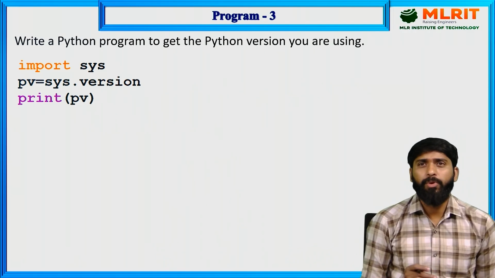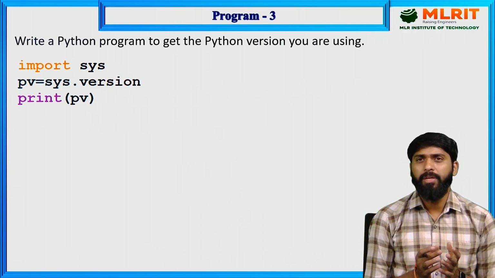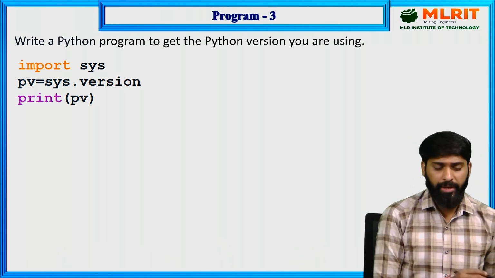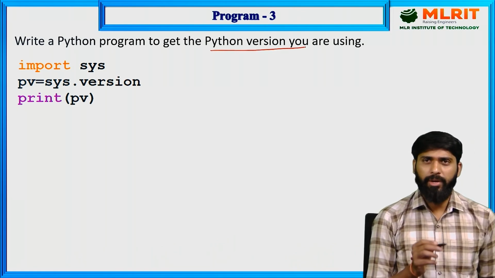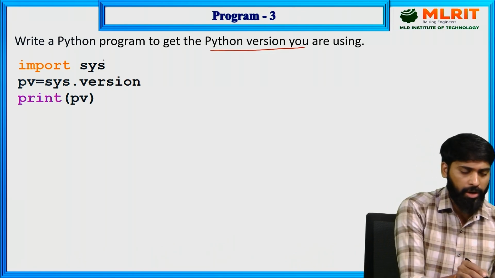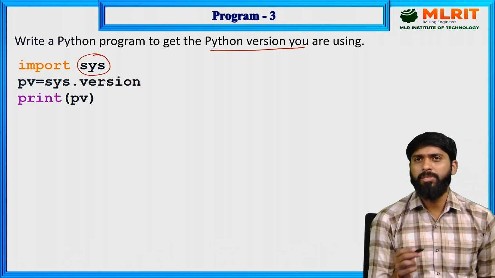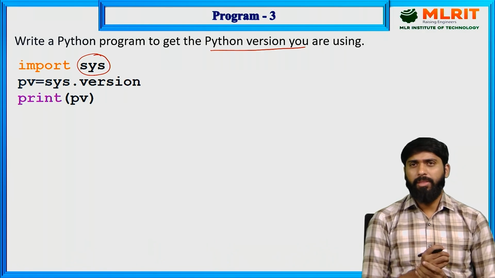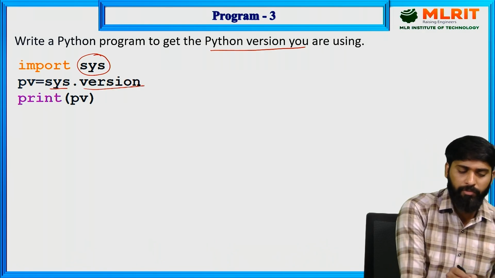So coming to program 3, the purpose of the program is to print what Python version you are using in your laptop. Write a Python program to get the Python version you are using. In Python there is a module called sys. This sys means system information, system parameters. I want to know the version of Python, so here write sys.version.